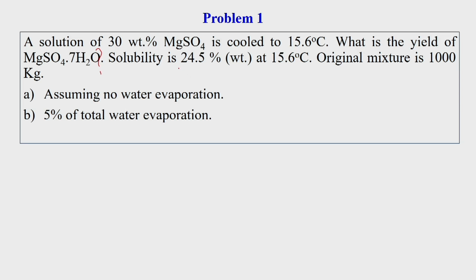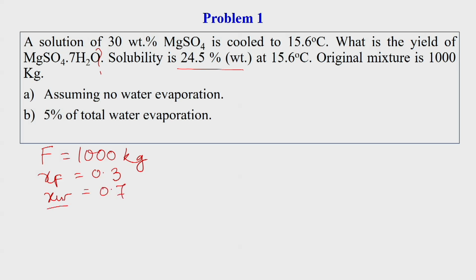The solubility is 24.5%, in weight percent, at 15.6 degree Celsius. The original mixture is 1000 kg. We first assume there is no water evaporation, and then consider the case when 5% water is evaporated. So suppose the feed is 1000 kg, then xf will be 0.3 and xw will be 0.7, because in crystallization the water has a role also, and we need to consider that.